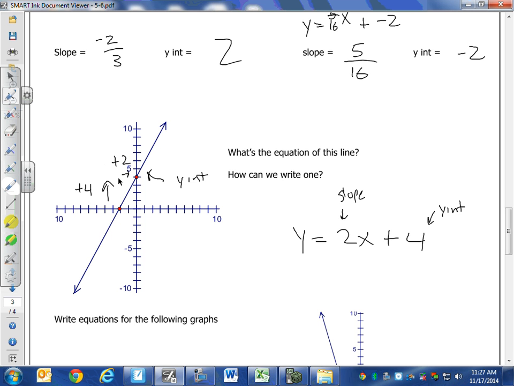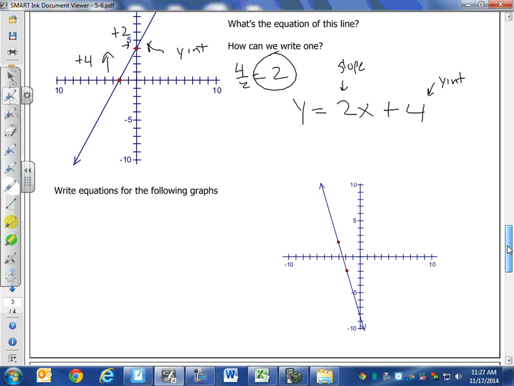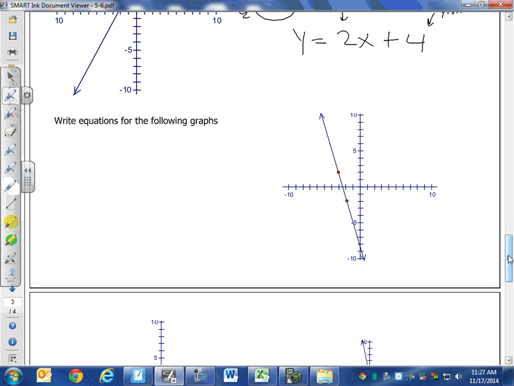Up 4 over 2. Up 4 over 2. 4 over 2 is 2. Now let's do this one. We'll see. Let's see if somebody can figure this one out.